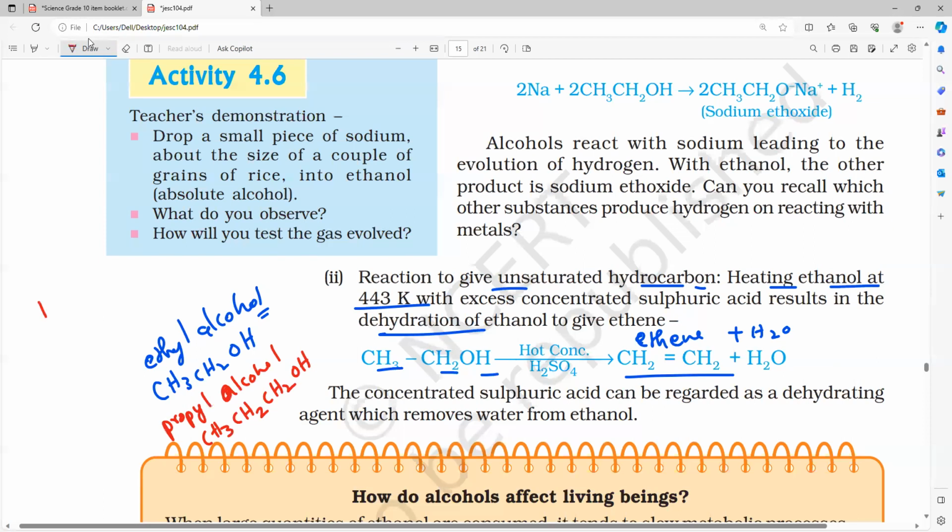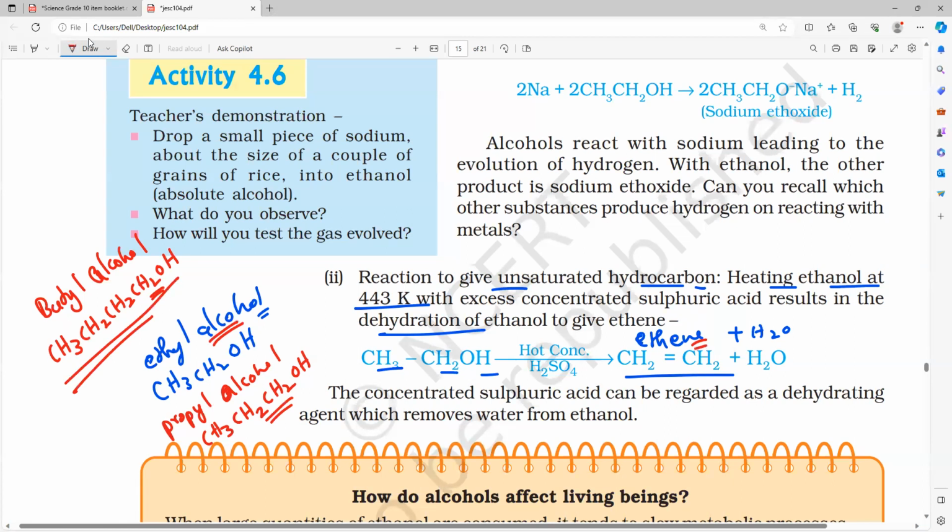Propyl alcohol, after that what will come? Butyl alcohol. Butyl alcohol formula, tell me, everyone. CH3, CH2, CH2, CH2OH. Every time one CH2 will increase. Am I right or wrong, everybody?